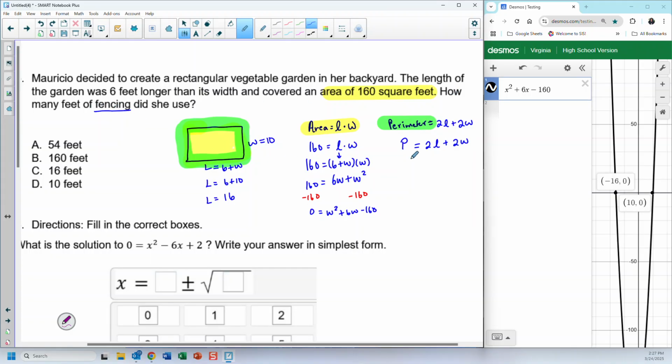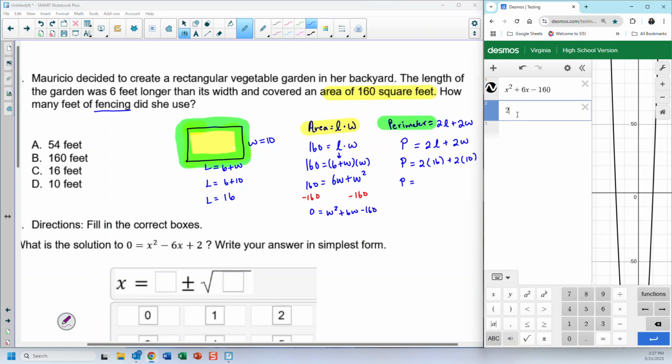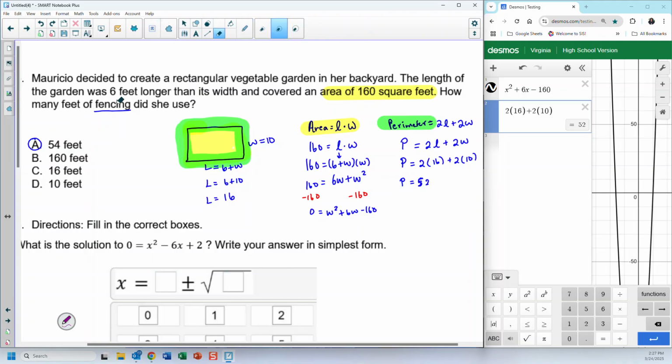Fencing is talking about the perimeter. So to find the perimeter, I'm going to do 2 times your length. My length is 16. Plus 2 times your width. My width is 10. There you go. So the perimeter is 2 times 16, which is, I'll just put it all in decimals, 32, plus 2 times 10 is 20, which makes 52. So the perimeter is 52. Trust me, this was supposed to say 52, my bad. 52 feet. I just forgot to type that. I typed the wrong number.